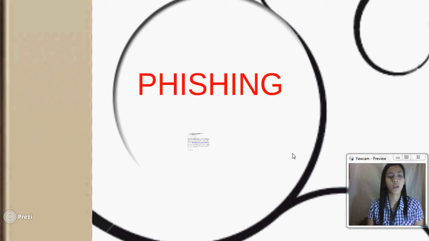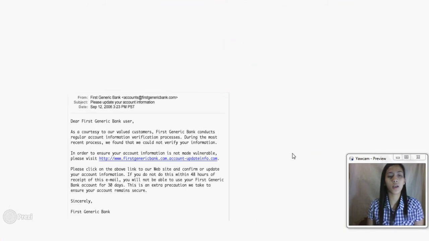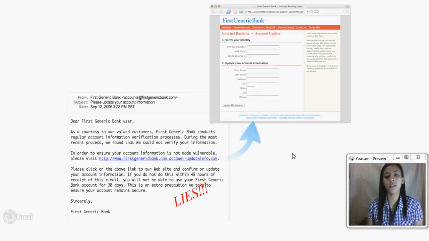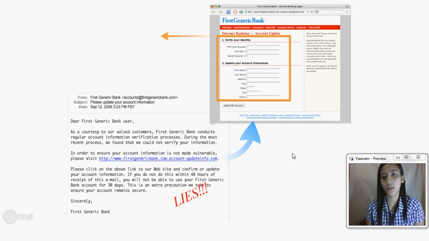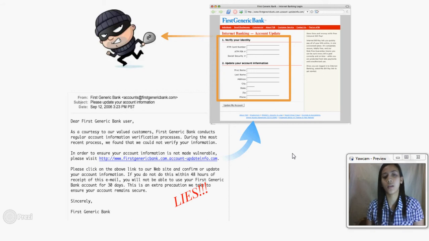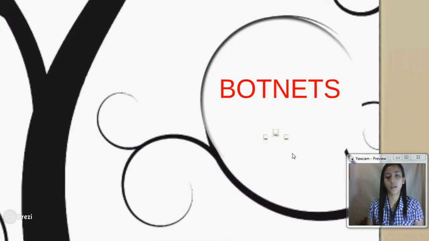So how does it work? Basically, it starts with a spam email that seems to be from your trusted company, like banks, but it's not actually. The email requires you to open a site that looks like your bank, but again, it's not. And then they will get your personal information, and this information is sent to the person who made the mail, the mastermind, and this is where the identity theft starts. So this is phishing.